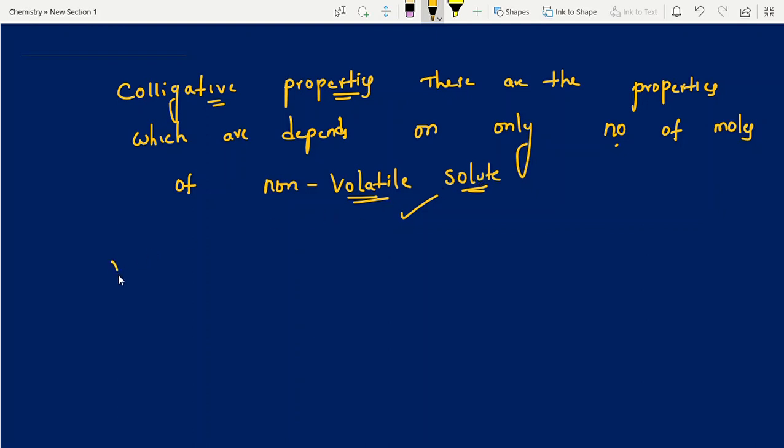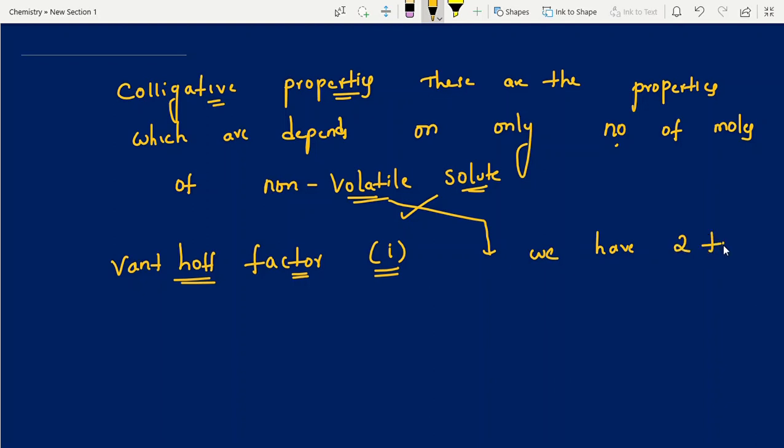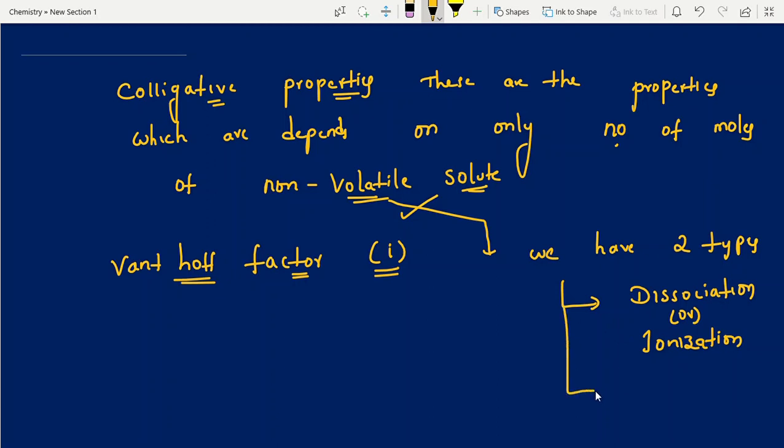But Van't Hoff introduced one factor. The Van't Hoff factor, represented by the letter i. What is Van't Hoff explaining? This non-volatile solute, we have two types. The one we call dissociation type, or ionization. Sometimes in numerical problems they give ionization also, both are the same. Dissociation or ionization. Another one is association.